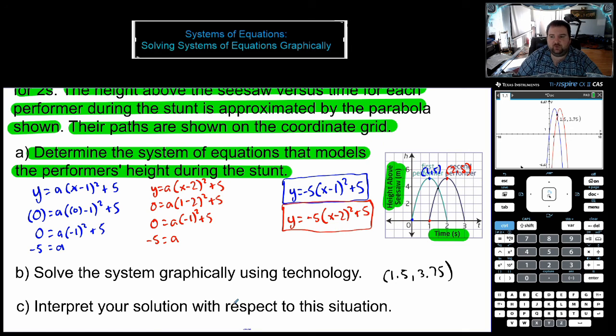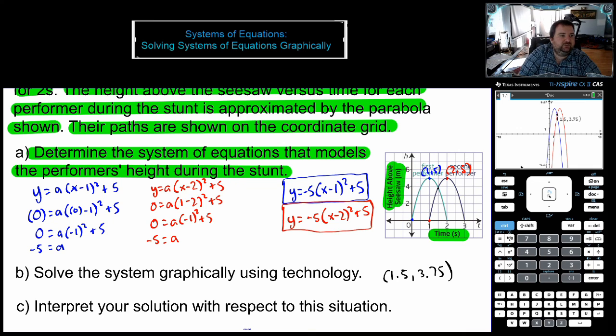Interpret our solution with respect to the situation. Let's think about what's going on for a second. What does this mean? Well, it means that 1.5 seconds after the first performer jumps and 0.5 seconds after the second performer jumps, they're going to be at the same height, 3.75 meters above the seesaw, and that's where they're going to give each other a high five.